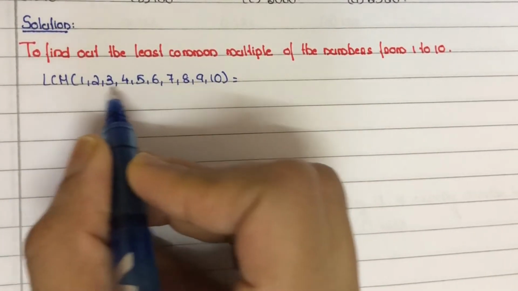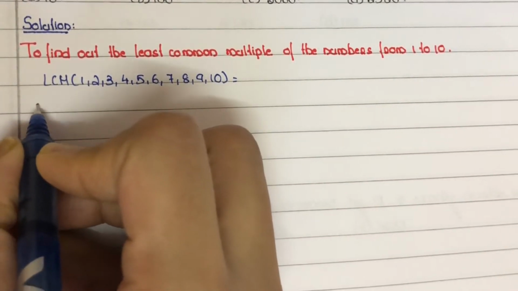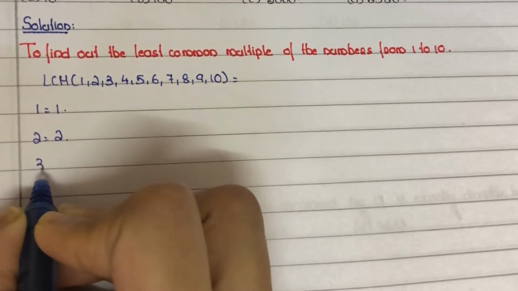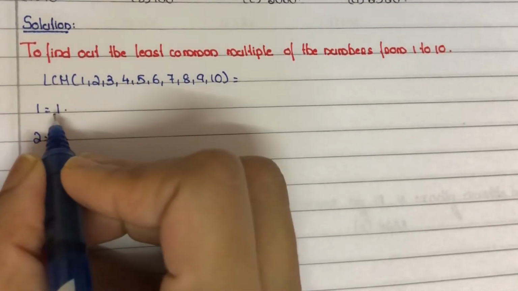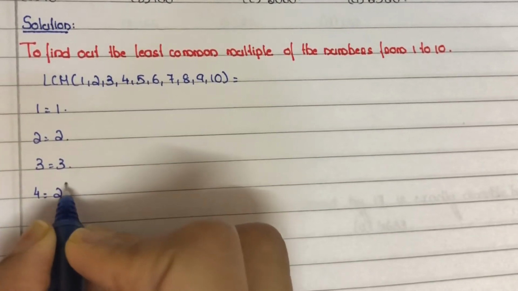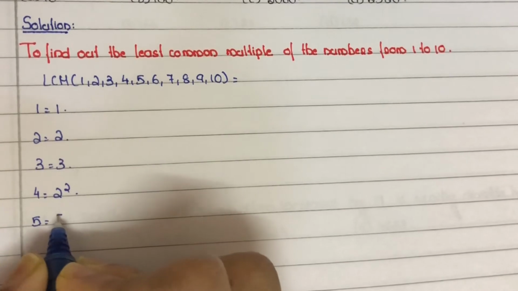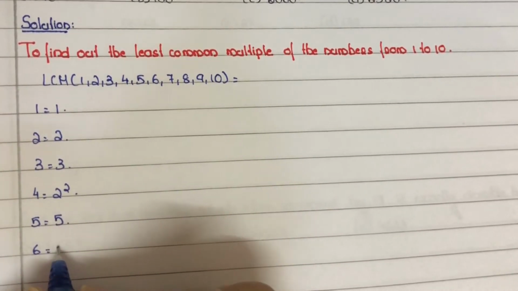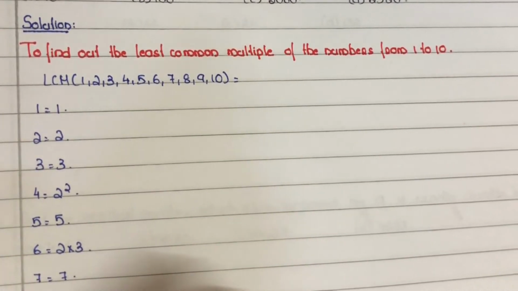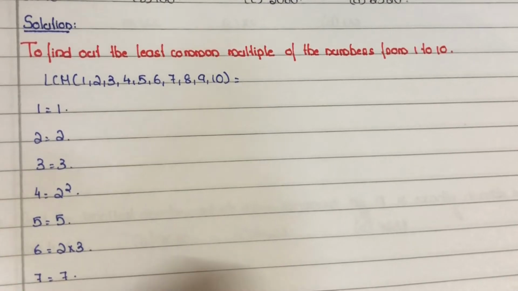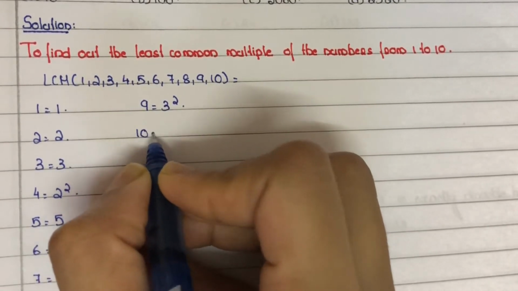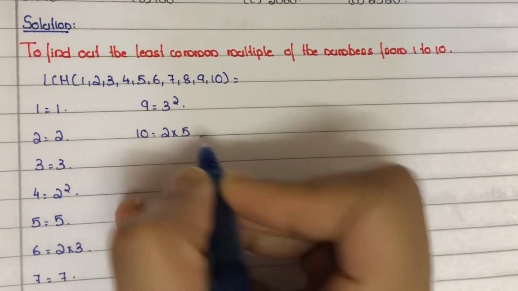First step, reduce the numbers into their factors. 1 only, 2 also, 3. 1, 2, 3 are prime numbers, so the factors are the number itself. Now 4 you can write as 2 raised to 2. 5 is also prime, 5. 6 equals 2 into 3, 7 equals 7 only, 8 equals 2 raised to 3, 9 equals 3 raised to 2, 10 equals 2 into 5.